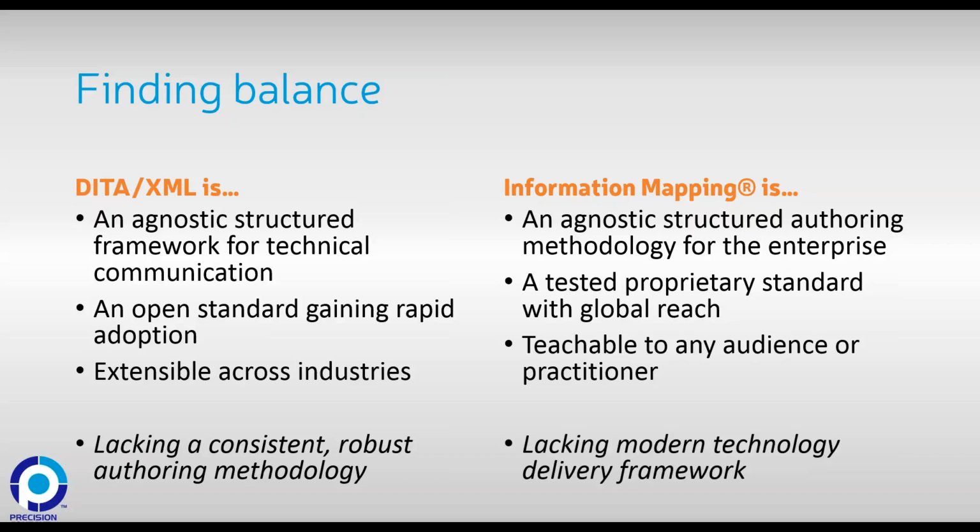But here, information mapping was lacking in its technology delivery framework. So it was very, very difficult to collaborate on teams for authoring content, particularly working with Word. Trying to break up topics and reassemble them in Word with multiple authors was certainly impractical. Publishing, managing the content lifecycle, all these things were very, very difficult to do with information mapping. So we had the framework, we had the methodology, but we still had to find a way to bring them together.